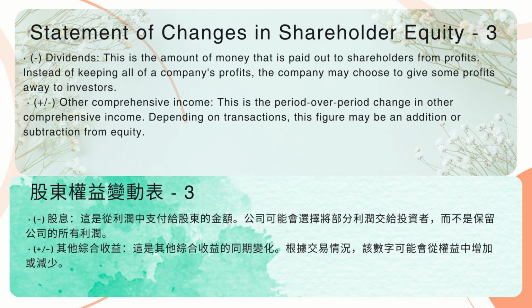Dividends. This is the amount of money that is paid out to shareholders from profits instead of keeping all of a company's profits. The company may choose to give some profits away to investors. Other comprehensive income. This is the period-over-period change in other comprehensive income. Depending on transactions, this figure may be an addition or subtraction from equity.